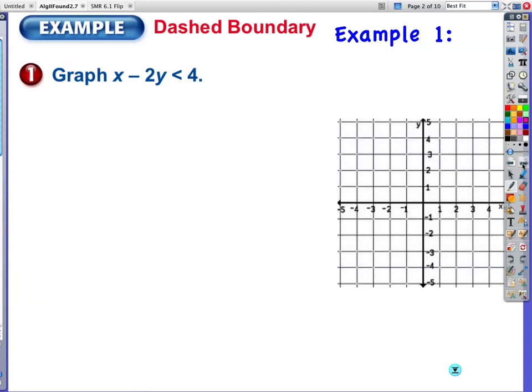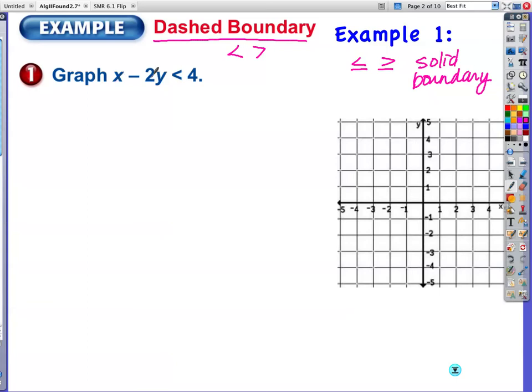There's even a note up here so we all remember it's a dashed boundary line because of this. If you see less than or greater than, you have a dashed line or boundary. If you see less than or equal to or greater than or equal to, then you have a solid boundary or a solid line. Since this is just less than, I will be putting a dotted line in. And I often forget, so I have to be really on my toes to watch out for that so I don't make that mistake. Now, how am I going to graph this?